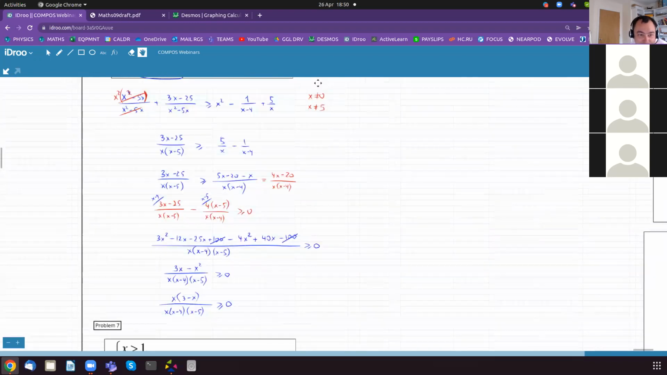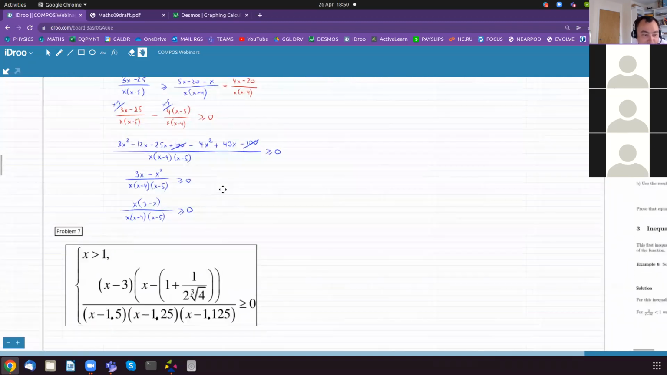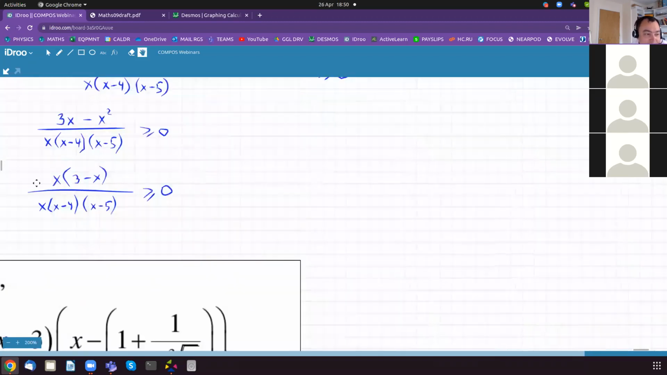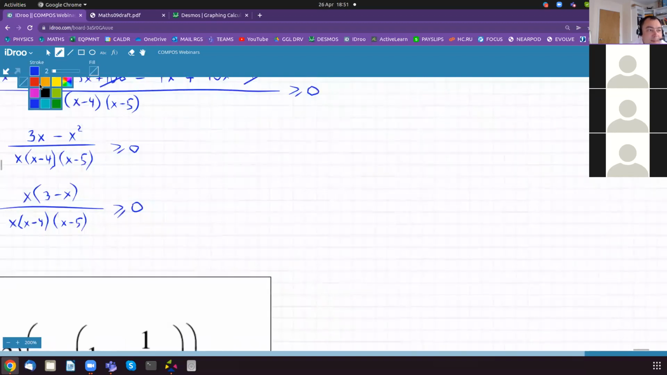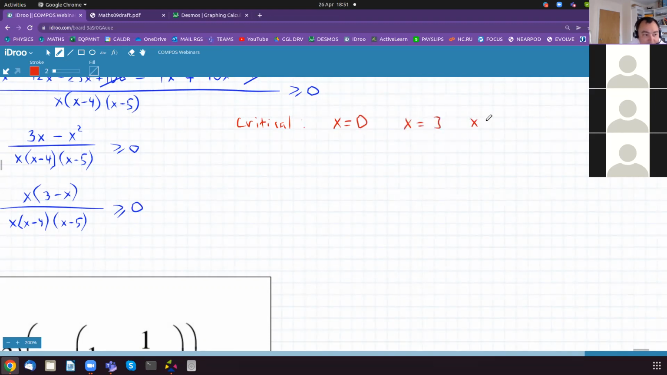Well, of course, you have this, and you can remember this, but it's very easy to forget about this. Because if you do this, you might forget to exclude 0 from the solutions. So what I do is I say, well, what are my critical points? My critical points are x equals 0, x equals 3, x equals 4, and x equals 5.